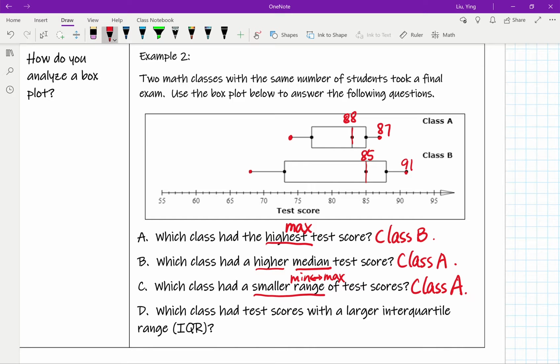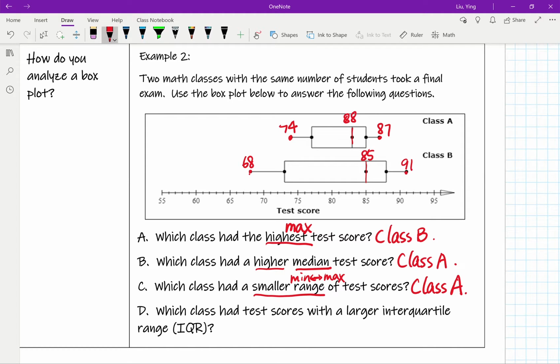For class A, the minimum is, sorry, 74, because I'm reading the number line and seeing which number it's lining up to. For class B, the minimum is 68.